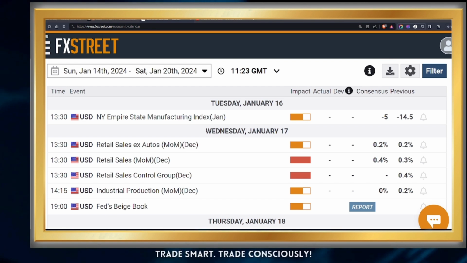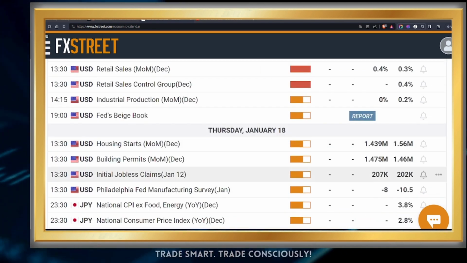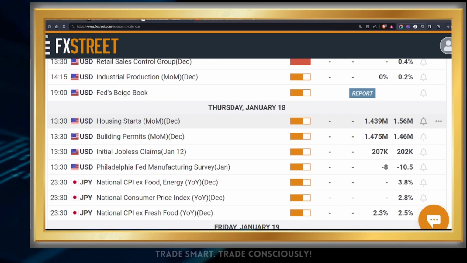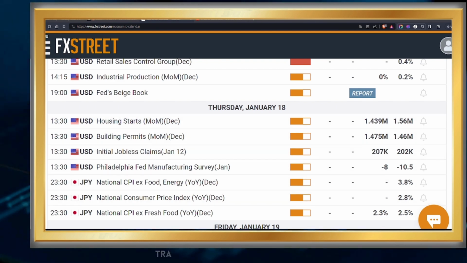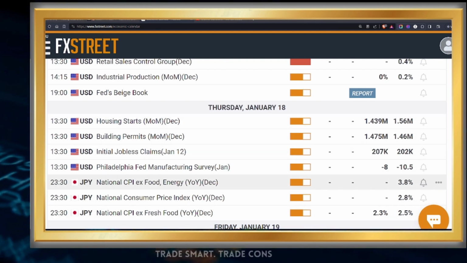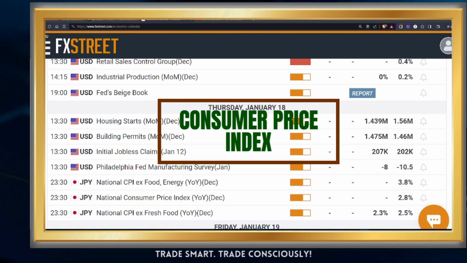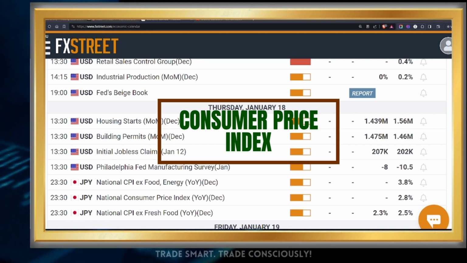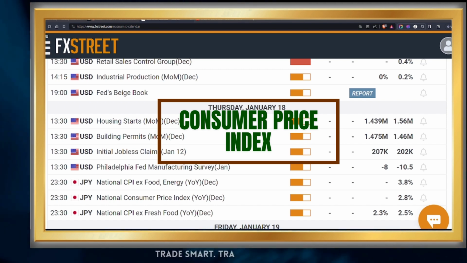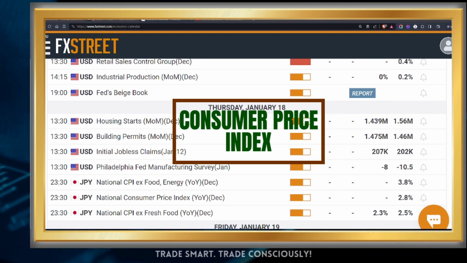Now, the next one is coming in on Thursday, January 18th, and that is from the Japanese economic docket, and this is the Consumer Price Index, which of course examines the average change in prices paid by consumers for goods and services in the last month. A higher than expected CPI can lead to concerns about inflation, impacting market sentiment as it may prompt expectations of tighter monetary policies to control rising prices.